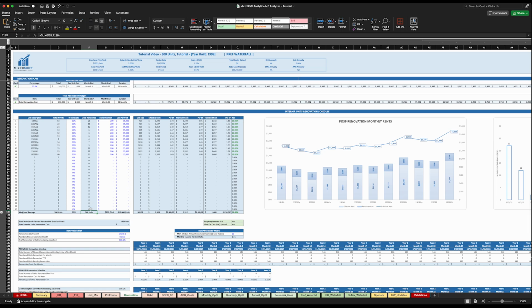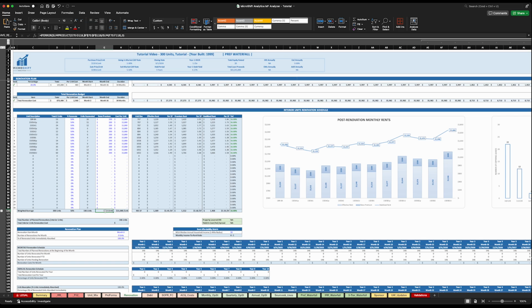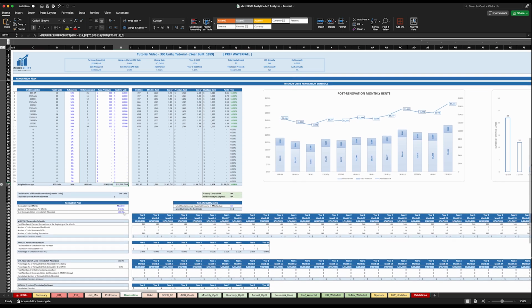And the reason it's 146, you may ask, and not 150, is because if we have a partially renovated unit, for some of these unit types, you have odd numbers. So whenever there's like a partially renovated unit, it just rounds down instead of rounding up. The average renovation premium is about $200. And the average cost to renovate these units is about $15,000.